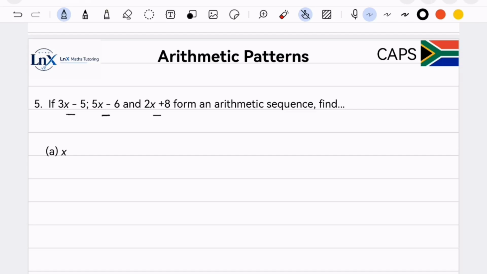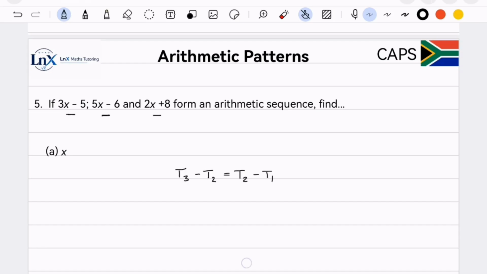Alright, so we know that 3x minus 5 is going to be our first term, and 5x minus 6 will be our second term, and 2x plus 8 will be our third term. And we know for an arithmetic sequence that the difference between consecutive terms is equal, such that T3 minus T2 is equal to T2 minus T1, right?